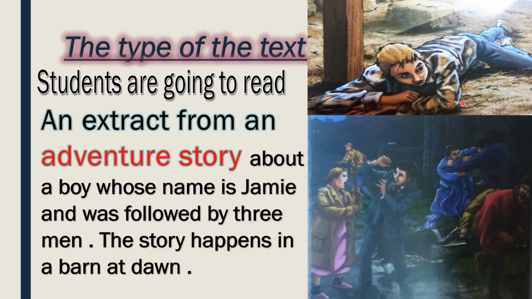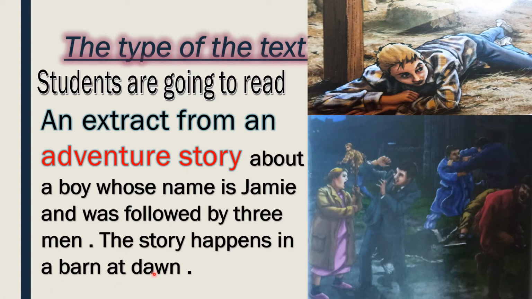Look at the first picture. He is Jamie. Okay. Jamie was followed by three men. Okay, look at the second picture. We have the three men that were following Jamie. The first, the second, and the third. Okay, the story happens in a barn at dawn.